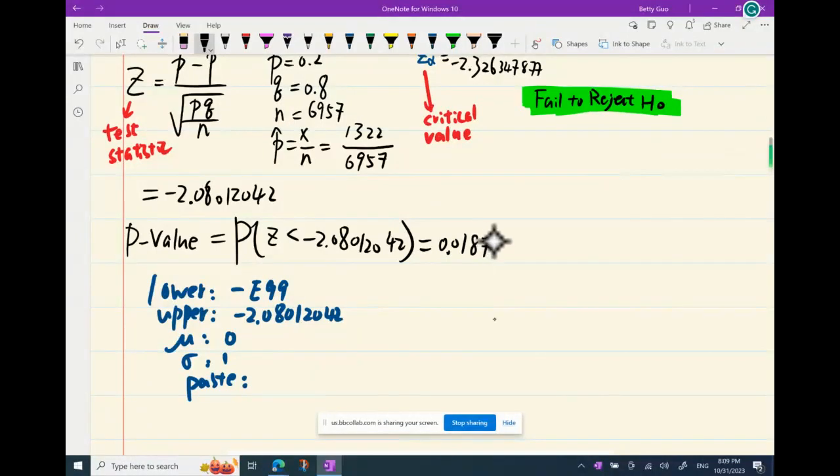0.0187, 57, 757, 1793. Yeah, that's my p-value. Okay, let me know, do you have the same thing?